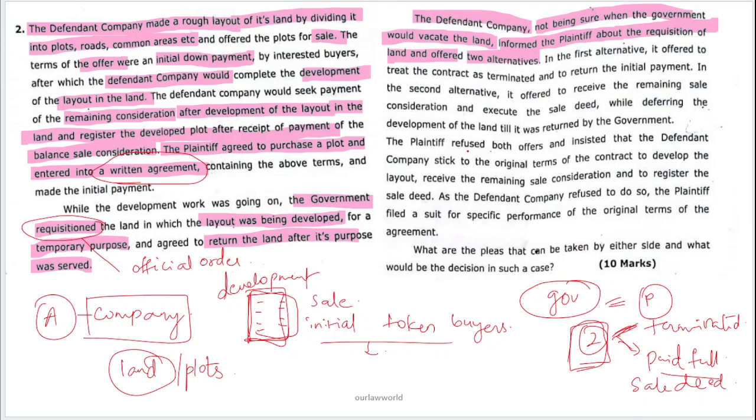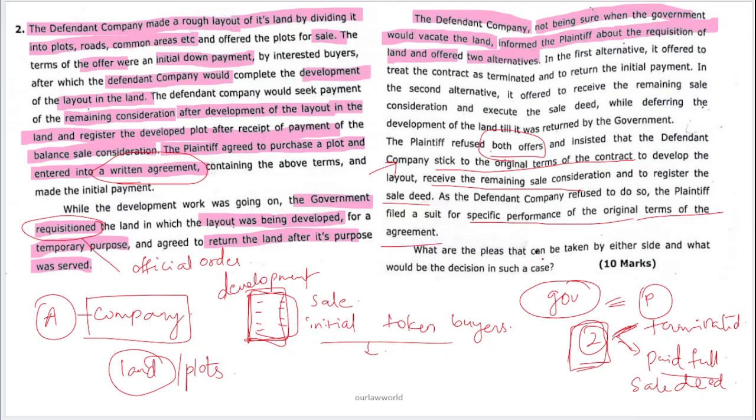So here the plaintiff refused both the offers and insisted that the defendant company should stick to the original terms and conditions of the contract. He has signed the written agreement, and it has been written that the company should give all the development process after taking the initial amount. So the plaintiff is asking them to stick to the initial terms and conditions which we signed earlier, develop the layout by taking the remaining sale consideration, and then register the sale deed. As the defendant company refused to develop the layout, the plaintiff filed a suit for specific performance of the original terms of the agreement.